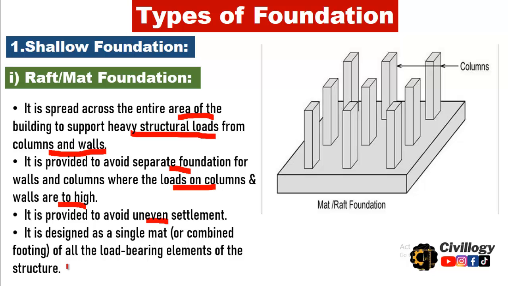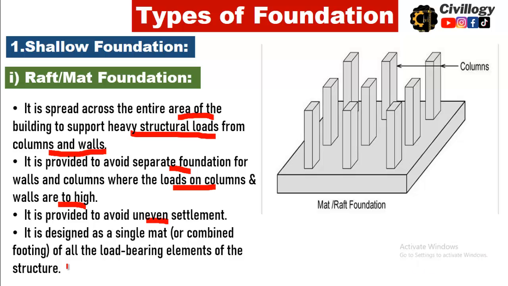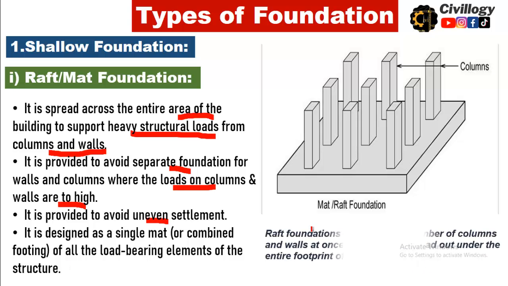So you don't need to design a separate foundation for each single column. A same foundation and depth is provided below the load bearing structures like columns and walls. Such a type of foundation is called a raft foundation. Raft foundation can support a number of columns and walls at once and spread the load out under the entire footprint of the building.